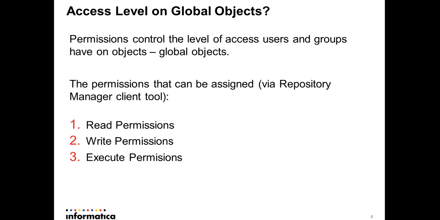Permissions control the level of access users and groups have on objects. In our case, the global objects. The permissions that can be assigned via the Repository Manager client tool are read, write, and execute. Examples would be read, write, and execute on a folder, read, write, and execute on queries, etc.